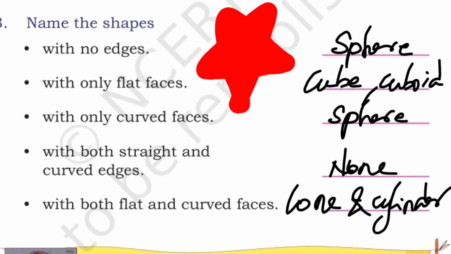Let's recap one more time. Name the shapes. With no edges, it's a sphere shape. With only flat faces, we have cube and cuboid. With only curved face, we have sphere again. With both straight and curved edges, none. With both flat and curved faces, we have cone and cylinder.